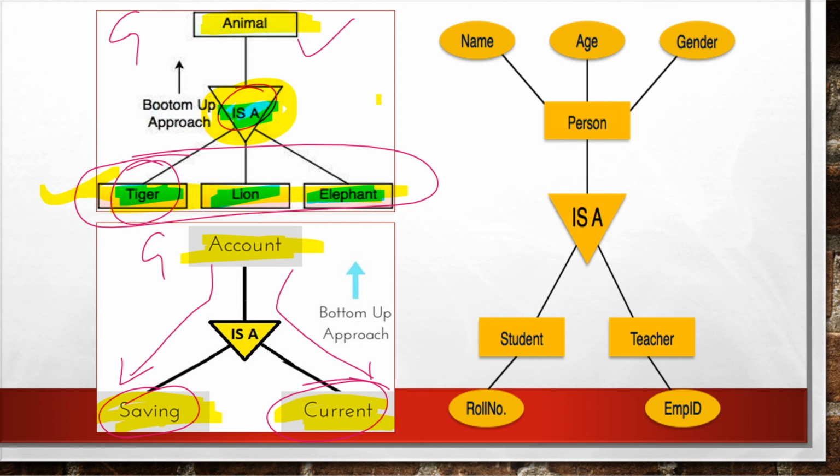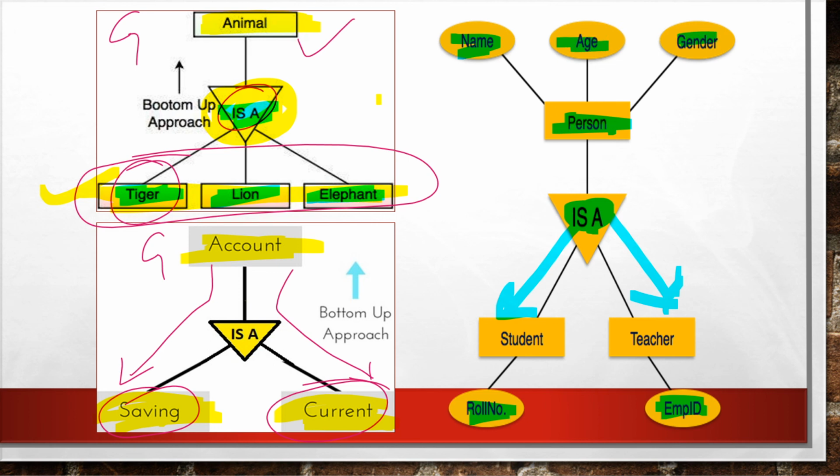Here this person is representing a general class or general entity, and now the "is a" relationship: a person is a student, a person is a teacher. They can have their own attributes, but they must have name, age and gender attributes. So this is the concept of generalization and specialization.